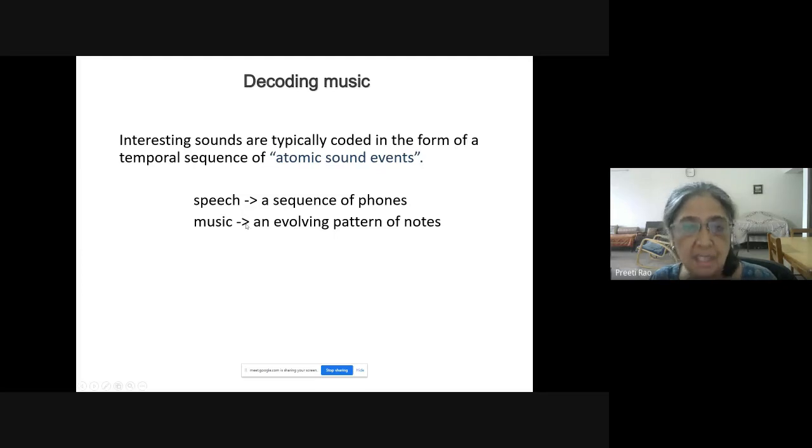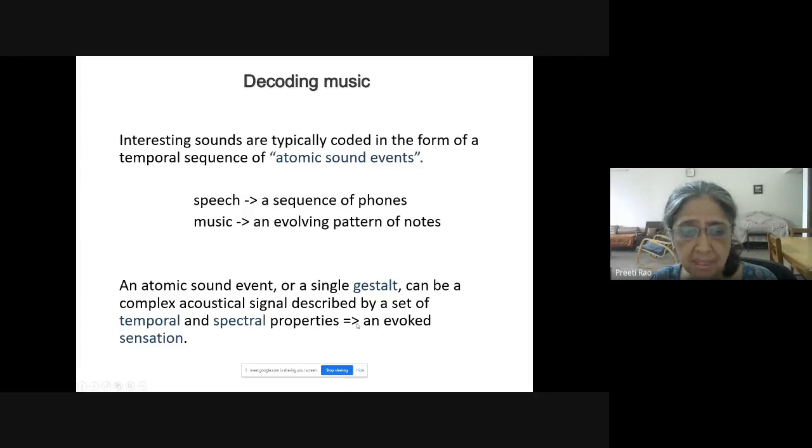Similarly, when we talk of speech, as we are speaking, we are saying a lot of words, but the words themselves are comprised of more basic sounds, right? And one of the most basic sounds of speech is what we call phones or phonemes. So an atomic sound event, that is a very basic sound, is itself a complex acoustic signal, and it has a set of what we call temporal and spectral properties. When that particular sound falls on our ears, it evokes a certain sensation. So we are able to either recognize the sound because of its properties, or we are able to say that it reminds us of something, or it is close to some other sound that we have experienced. That's what we call the sensation.